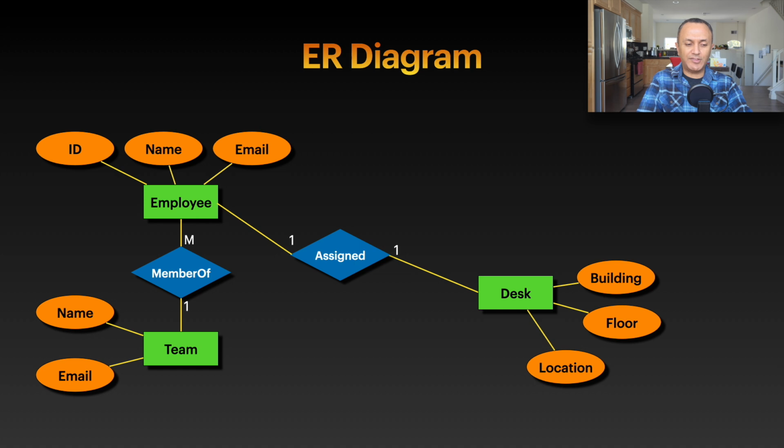So the one is on the team side, the M is on the employee side. So this is how relationships are represented in an ER diagram. One thing to note is that some relationships may actually also have attributes. In this particular example, they don't. The attributes are only with the entities, but in some cases, a relationship may have attributes. This can happen to any relationship, but it's very common in the many-to-many case.